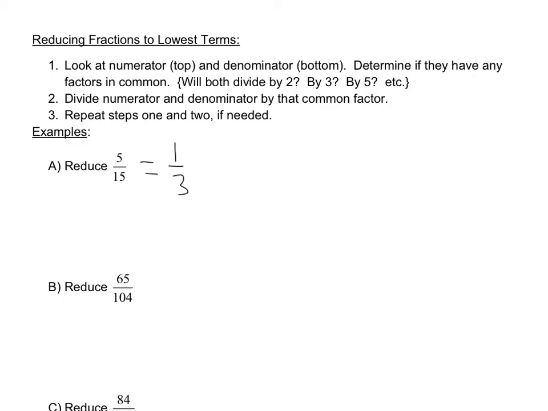Now, when you see 65 and 104, they're not both divisible by 5, but what I would do is I would try to think in my head, what is 65 divided by 5? And it's 13. And then 104 divided by 13 is 8. So I can simplify these by dividing both by 13. So 65 divided by 13 is 5. 104 divided by 13, 8. Okay?